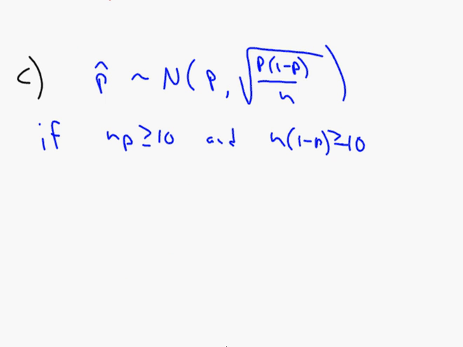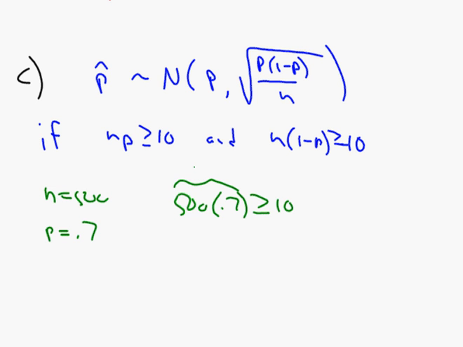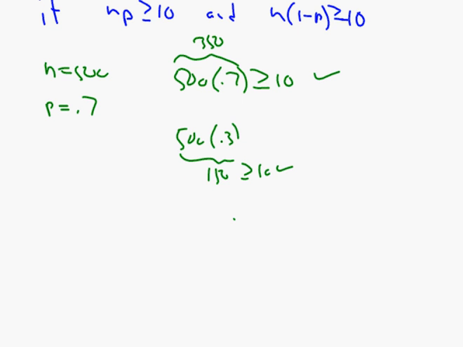So in our case, n is 500 and p is 0.7. So we have 500 times 0.7 is greater than or equal to 10. That is true because 500 times 0.7 is 350. So check. We're going to do 500 times 0.3. Well, that's going to be 150, and that's greater than or equal to 10. Check. So yes, this works. We can use the normal approximation for the distribution of p hat. So that means p hat is approximately normally distributed with a mean of 0.7 and a standard deviation of 0.0205. Okay, and that's really nice.